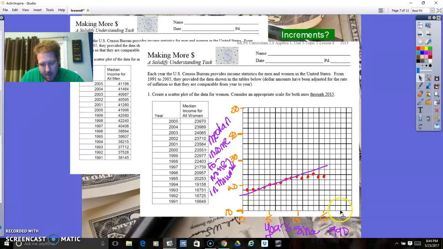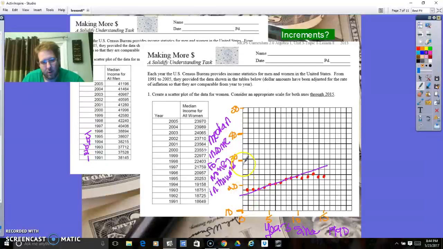So I made the X, years since 1990, from 1 to 15. Now, I don't like using years for my X, so I changed these all to 1, 2, 3, 4, 5 years since 1990, and so forth, all the way up to 15. And then for median incomes, I started at 10 because the lowest number is 18,000. That's below 18, and I had to go by 2s.